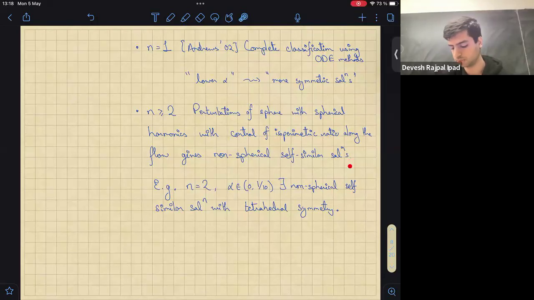This will come later, that there are entropies associated to these flows, and using entropy methods one can prove that there exist non-spherical solutions. In particular, for example, for n equals 2 and alpha in this range, we know the existence of a non-spherical self-similar solution with tetrahedral symmetry.